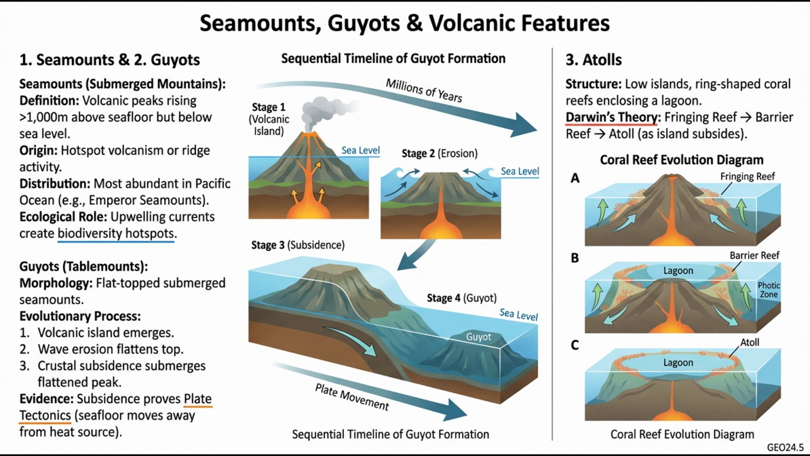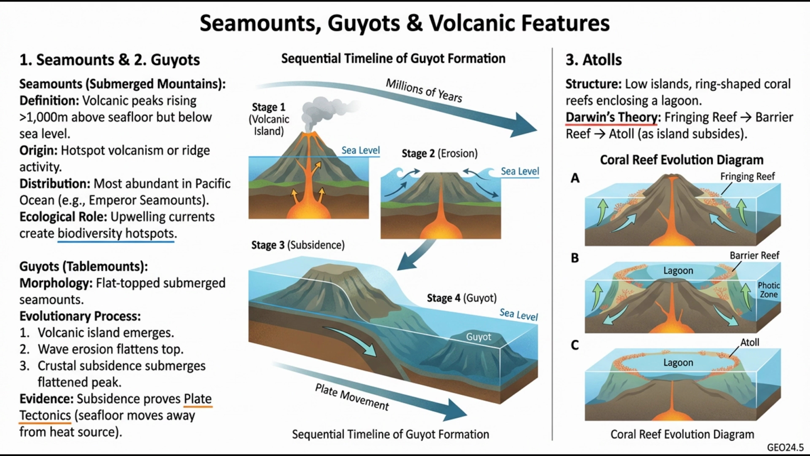This subsidence is crucial evidence for plate tectonics. It proves that the seafloor moves away from the heat source and sinks as it cools. Now, integrate biology with this geology, coral reefs. Darwin gave us the subsidence theory to explain atolls. Imagine a volcanic island. Corals start growing along the shore. This is a fringing reef.